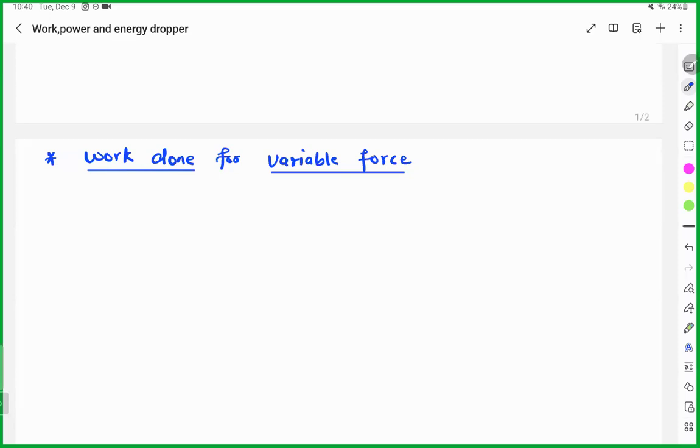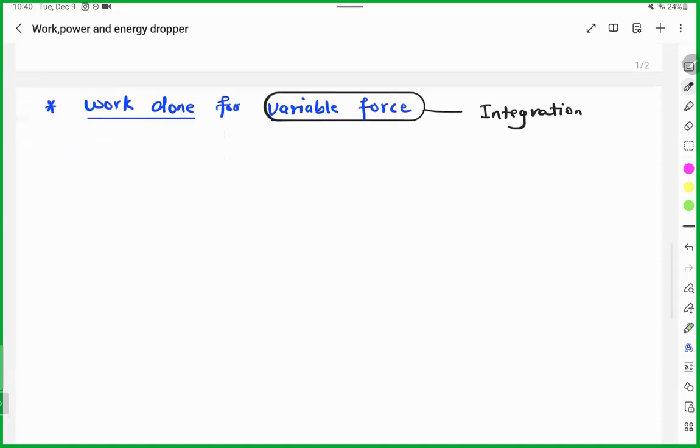Correct. So whenever you have a variable thing and you want to get the final value, remember one rule: integration. You have a variable thing and you want to calculate the total, then integration. Integration means when you accumulate everything and find the final value. Make sense?